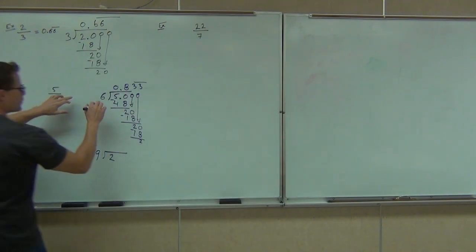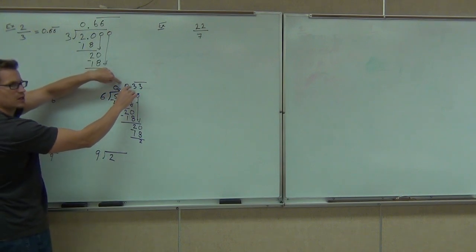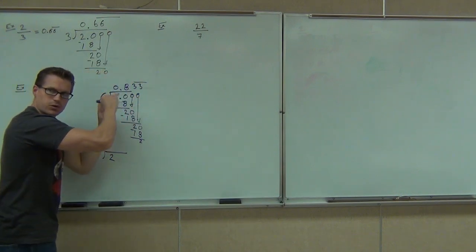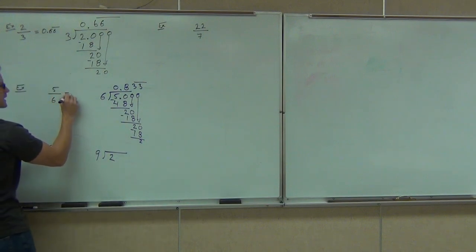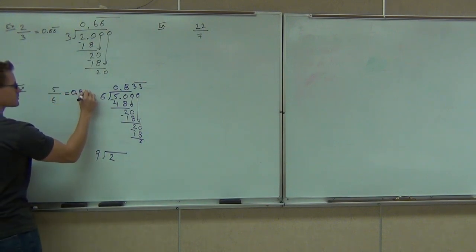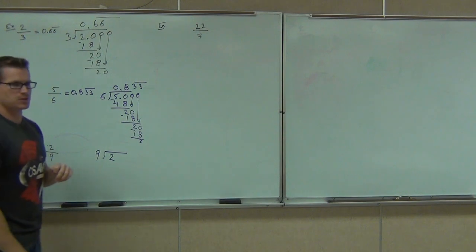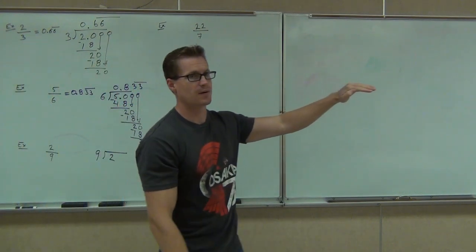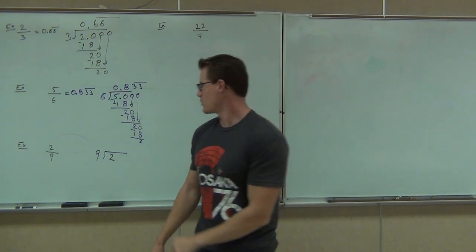So what we've done here is we got the 0, we got the 8, but then we got 3, 3, 3, 3, 3. It's going to go 3 forever. So we're going to write this as 0.833 and highlight that 3, 3 because that 3, 3 is what's repeating there. Does that make sense to you? All right, let's try one more.